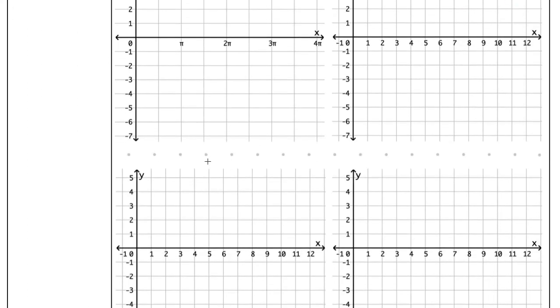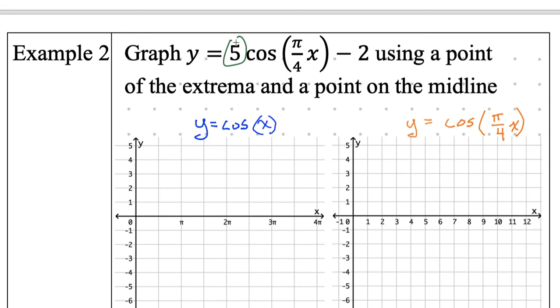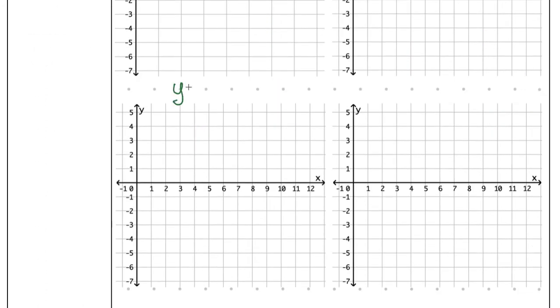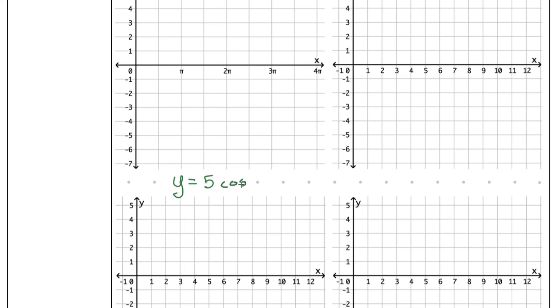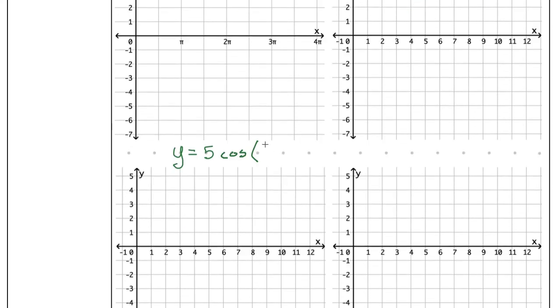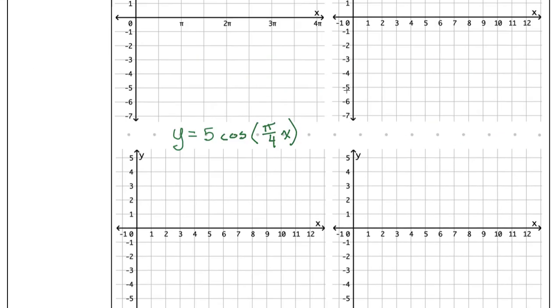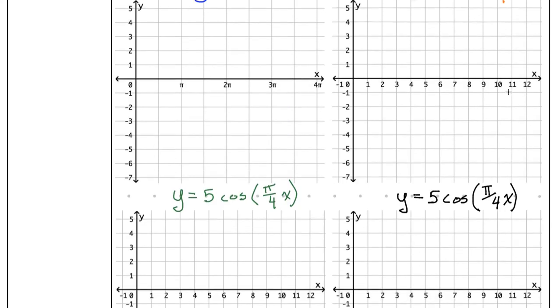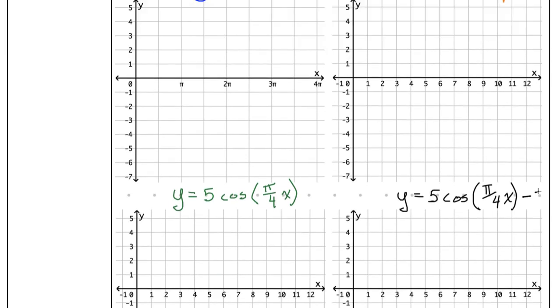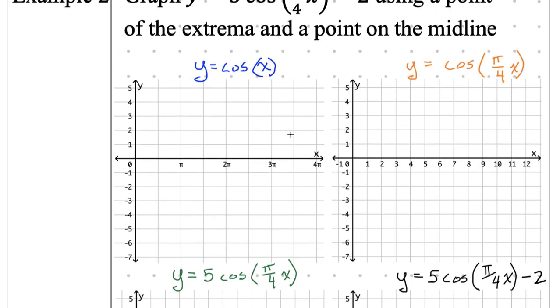Next, after that, I'm going to graph what happens if I have that amplitude modifier, so that 5 out front. So this is going to be y is equal to 5 cosine of pi over 4x, and this, by the way, applies to this bottom graph, not this top graph. And then finally, for the entire equation, I just have to subtract 2. So this is going to be in black. y is equal to 5 cosine of pi over 4x, minus 2.